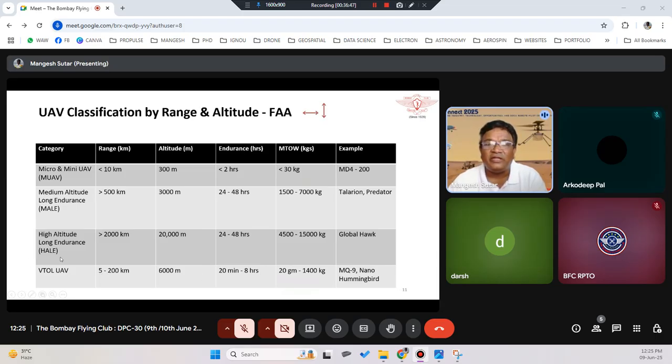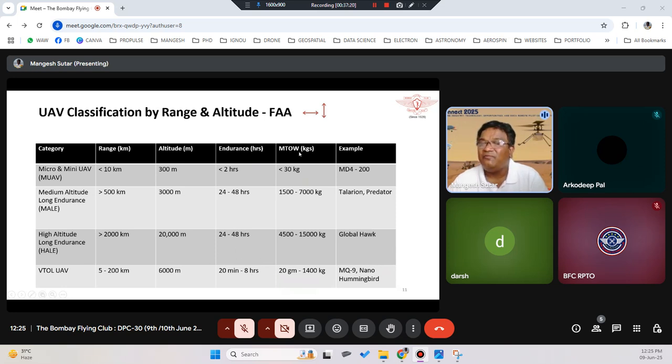Now this is VTOL, that means it can vertically take off and land. It is like a rotorcraft, but its range is more than micro or mini UAVs. So it can go from 5 to 200 kilometers, whereas altitude there was limited to only 300 meters, here it is about 6,000 meters. That means it can go up to 6 kilometers, whereas the endurance of this VTOL UAV is from 20 minutes to 8 hours. That much it can fly.